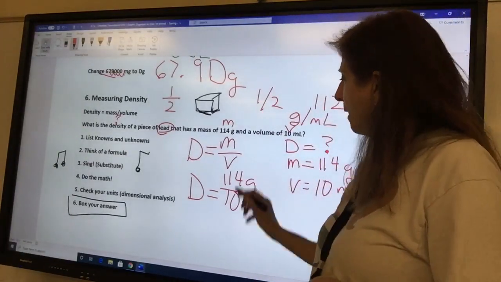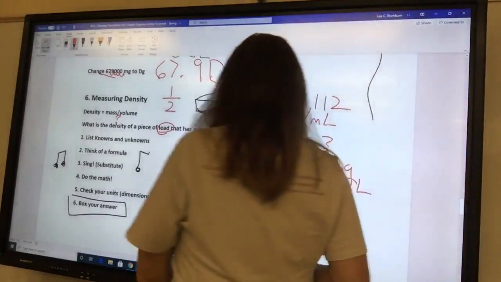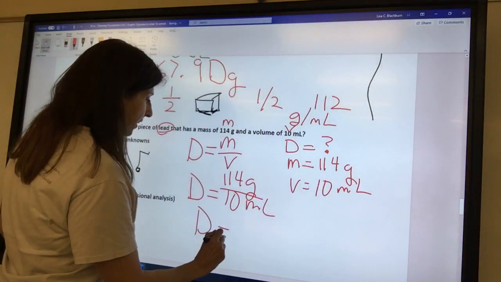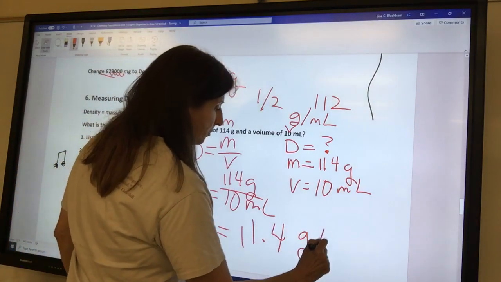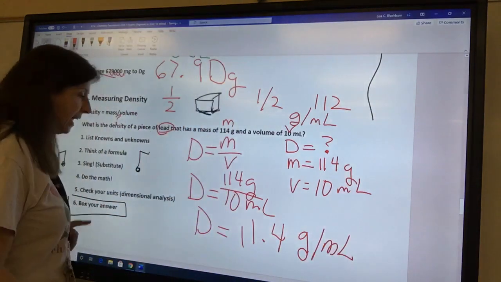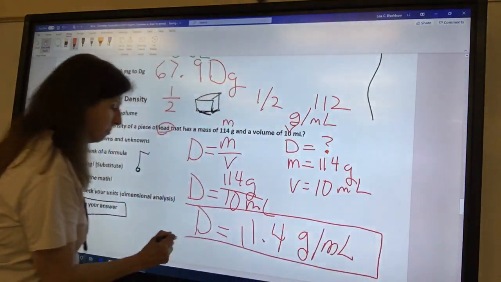Okay, so now we're going to do the math. 114 divided by 10, that one's pretty easy, isn't it? So density equals 11.4 grams per milliliter. And the last thing I want you to do is box your answer.